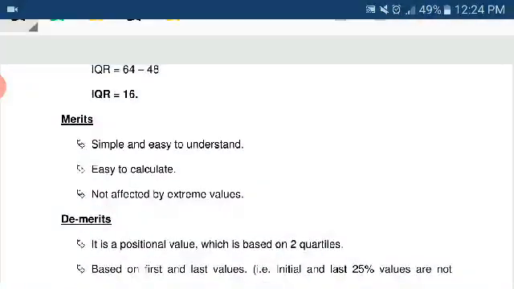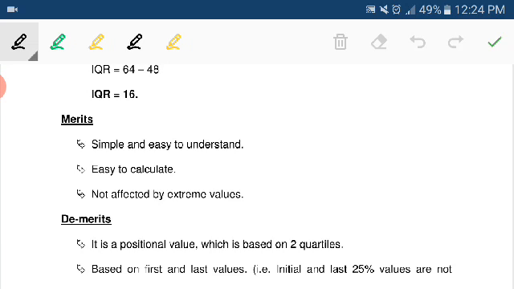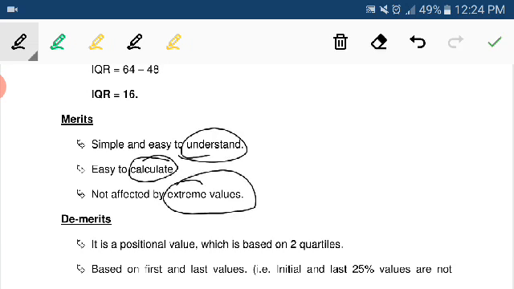Means IQR equal to 16. Merits: it is simple and easy to understand, easy to calculate, and not affected by the extreme values. Demerits: it is a positional value based on the two quartiles, based on the first and the last values.